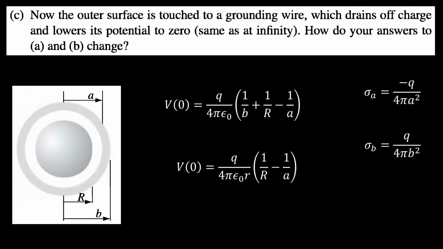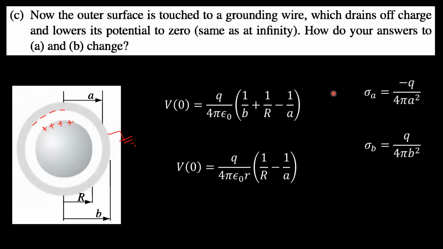We have seen that the surface charge on the inner sphere is positive, and the surface charge on the inner surface of this concentric shell is negative. The outer one is positive. Now what you are doing is grounding the outer surface. Naturally, the charge will get drawn by this ground. So there will not be any charge at the outer surface.